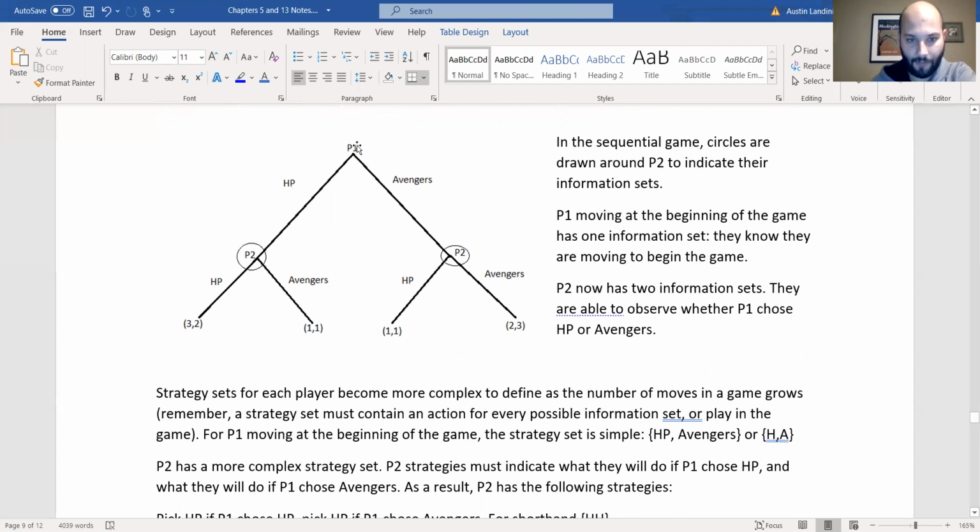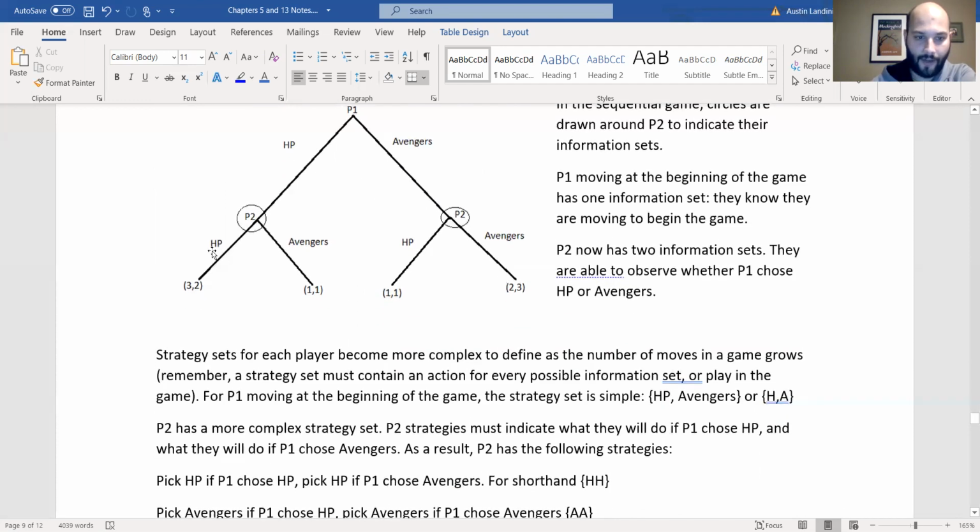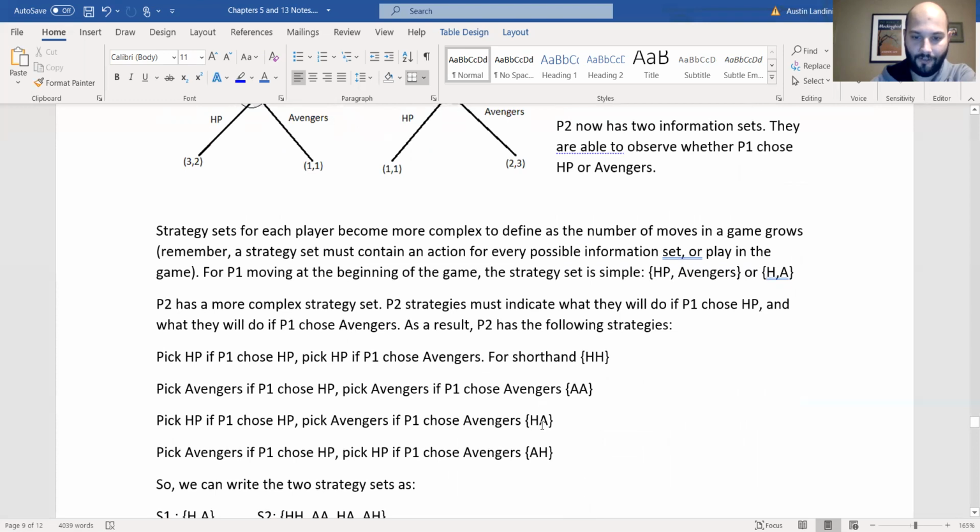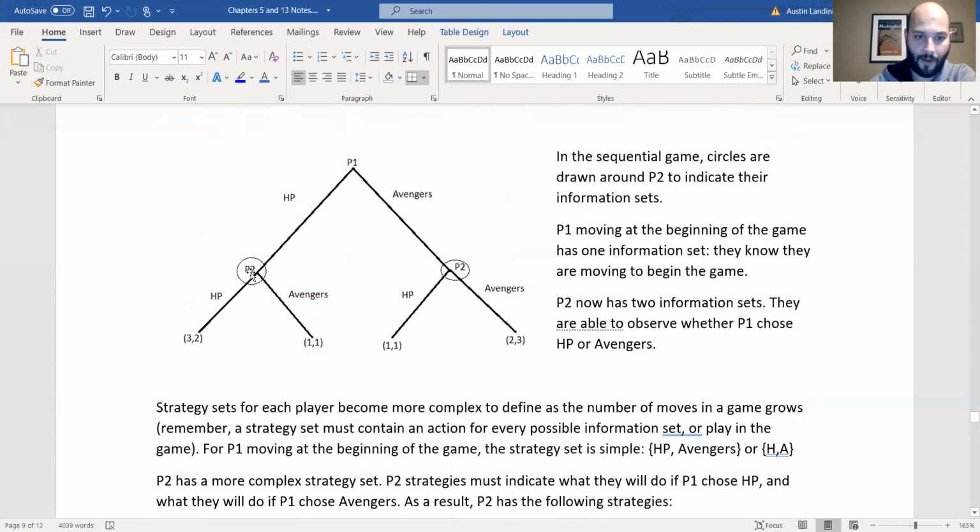What about Avengers? If player 1 has chosen Avengers, what should player 2 do? Well, player 2 would get 1 for choosing Harry Potter in this case, or 3 for choosing Avengers. So the sequentially rational strategy is to choose Avengers in response to Avengers. In other words, player 2's sequentially rational strategy is Harry Potter if Harry Potter, Avengers if Avengers, which for shorthand we listed as HA. Harry Potter if I'm on this branch, H. Avengers if I'm on this branch, A.